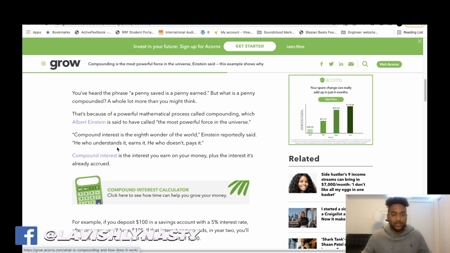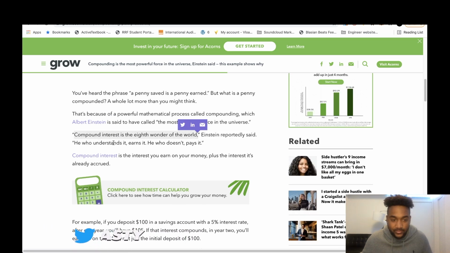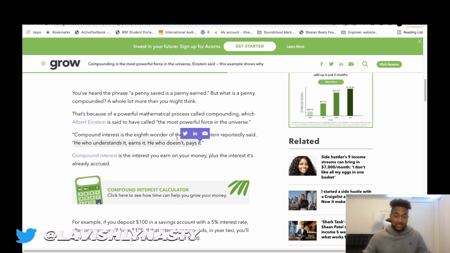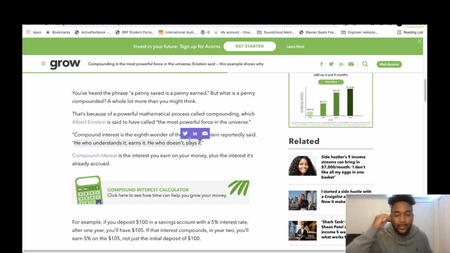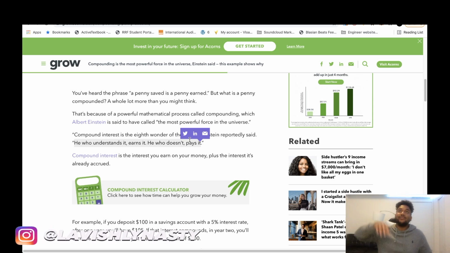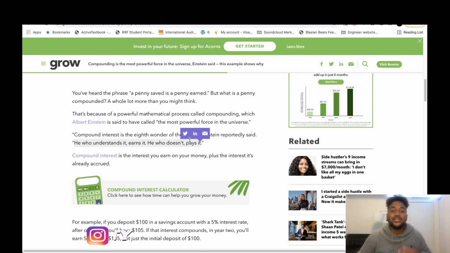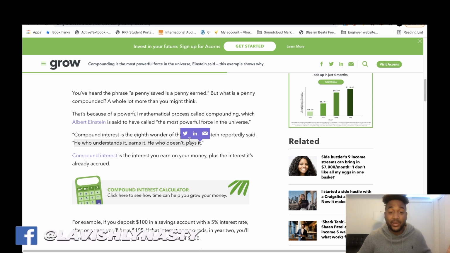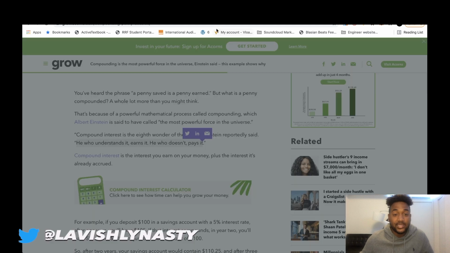This example shows why. I'm not gonna read all this, but compound interest is the 8th wonder of the world. He who understands it earns it. He who doesn't pays it. You want to know why? Because your mind can't fathom 2 times 2 times 2 times 2 times 2. Your mind can't do that. And because you can't see the end result of that, it's a big number. You assume that it's not as big as it really is. Does that make sense? Because you're thinking about the one number that it's multiplying. In reality, that's really the key.